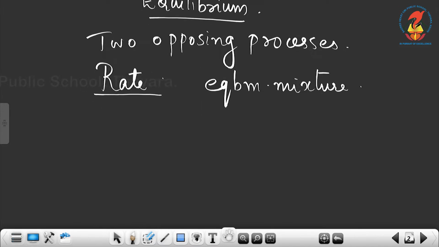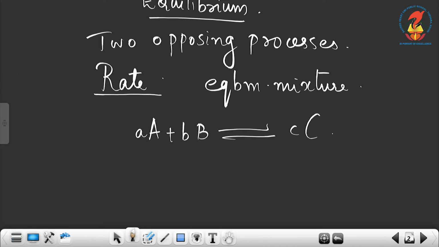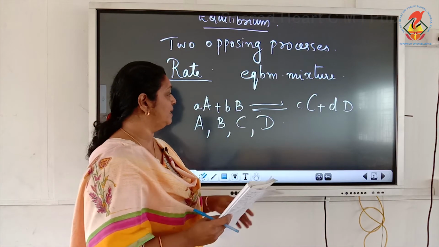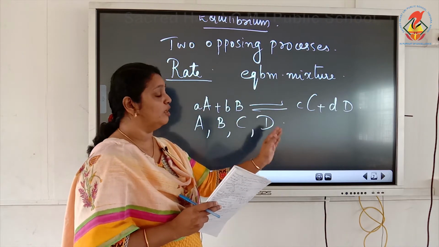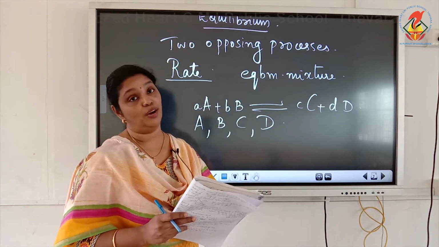Now, in general, we can represent an equilibrium as aA plus bB gives cC plus dD, where capital A and B are the reactants, capital C and D are the products. Small a, small b, small c, small d, they are the stoichiometric coefficients.